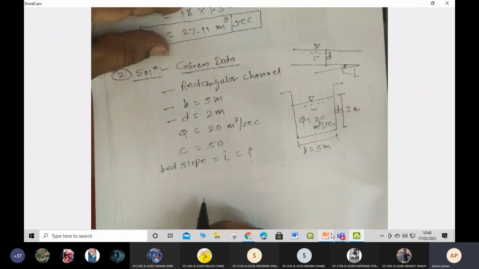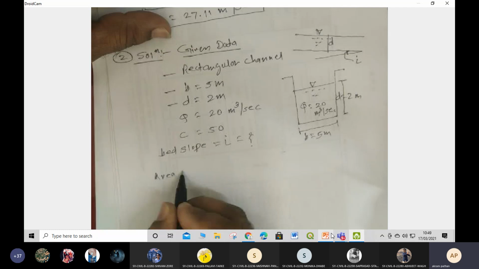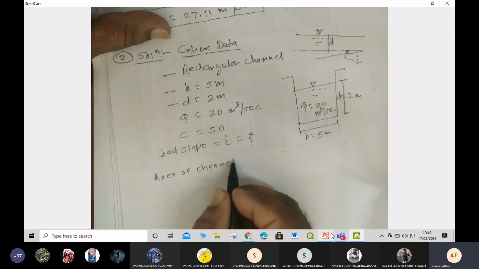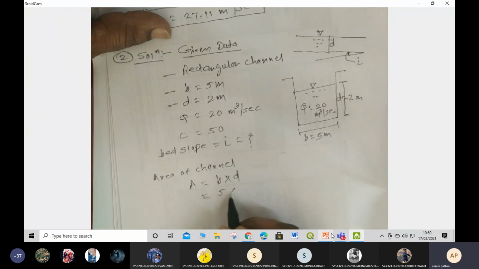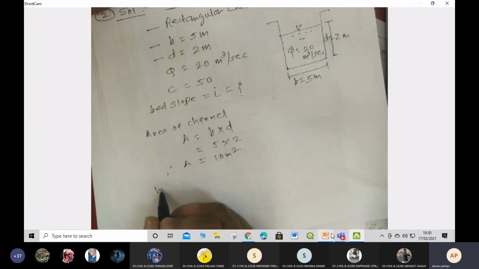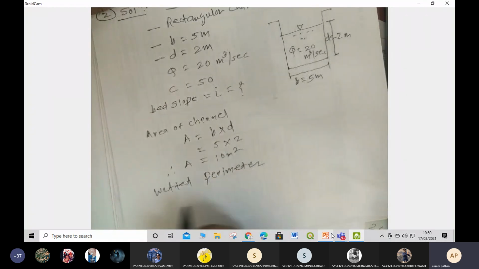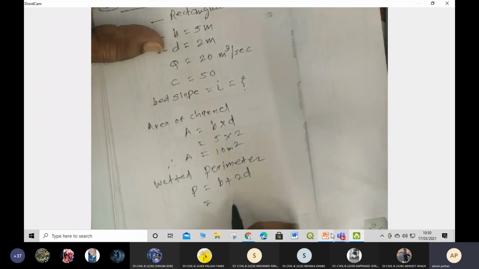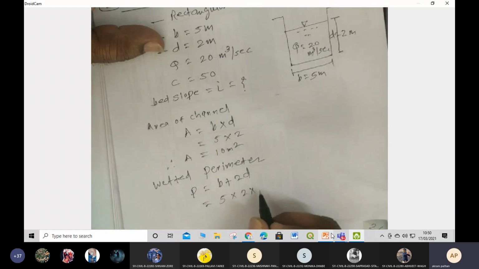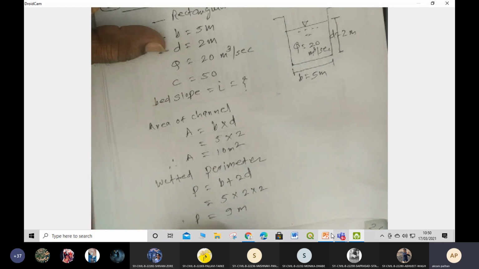Now before calculating this slope, once again we have to calculate the area of the channel. So area of channel, A is equal to B into D. So B is 5 meter, D is 2 meter. So 10 meter square is the area. Then we have to calculate wetted perimeter again. P is equal to B plus 2D for rectangular. So B is 5 plus 2 into 2. So 9 meter is the perimeter, 9 meter.